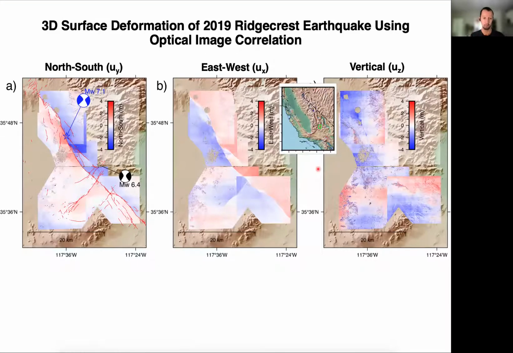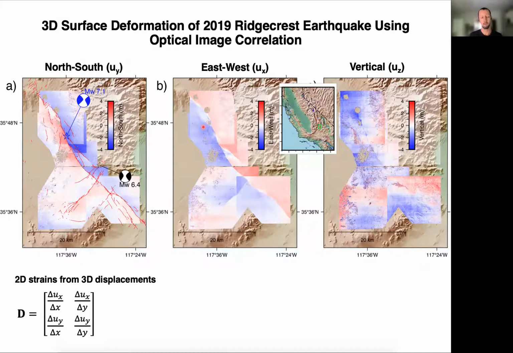So this is the 3D displacement result we have for Ridgecrest. This figure shows the motion in the north-south direction, the east-west, and the vertical component of motion. You can see here we resolve both the foreshock rupture and the main shock rupture.